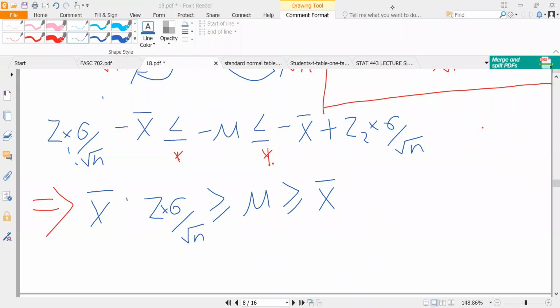So in dividing everything by negative, the coefficient of the first quantity will be negative. This one is supposed to be negative. The coefficient for x bar will be positive. And because we are dividing by -1 and they are inequalities, whatever was less than or equal to becomes greater than or equal to. That is how the operations for inequalities operate. So the coefficient of x bar will be positive, and the one for z will be minus: minus z2 multiplied by sigma over root n.